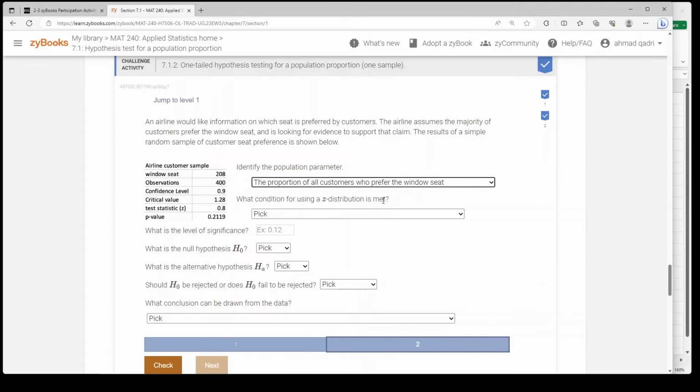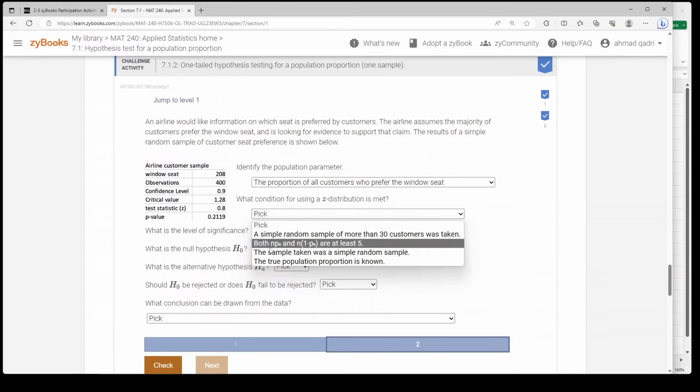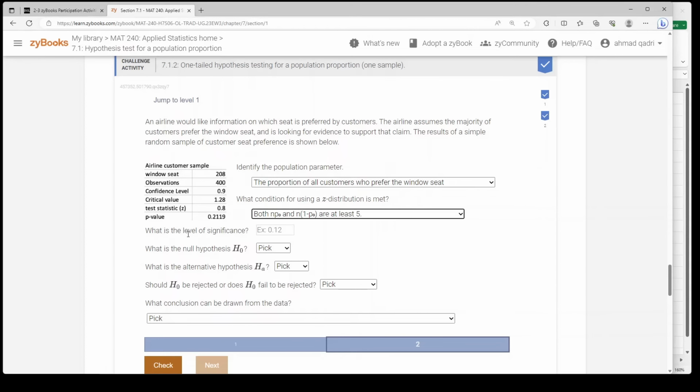Now, what condition for using a z distribution is met? This is given in section 7.1, at the start of 7.1. And so the correct response is here. The level of significance. We notice in this table, the confidence level is 0.9. And we recall that the level of significance, which is alpha, is 1 minus the confidence level. So 100% minus 90%, or 1 minus 0.9, would be 0.10, 10%.